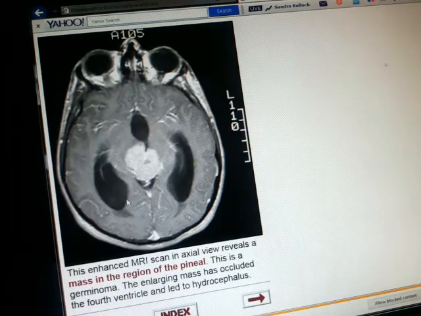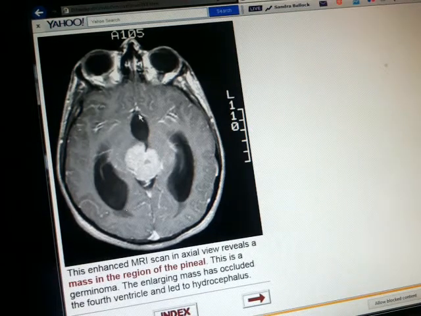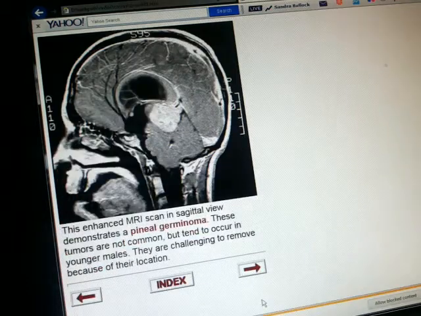Also, you can see the enlarged, dilated ventricles due to the pressure effect, causing a clinical state known as hydrocephalus. This is a pineal tumor leading to enlargement of the ventricle. This is the third ventricle, leading to a case of hydrocephalus.